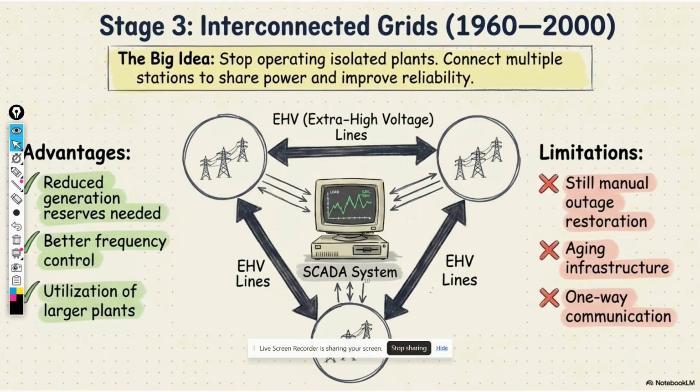During the period 1960, electricity demand increased rapidly due to industrial growth, urbanization, and agricultural development. Different regions had different electricity demands. Some states generated excess electricity while others faced shortages. Operating every power station independently was no longer efficient. Therefore, utilities decided to connect generating stations through extra high voltage transmission lines.